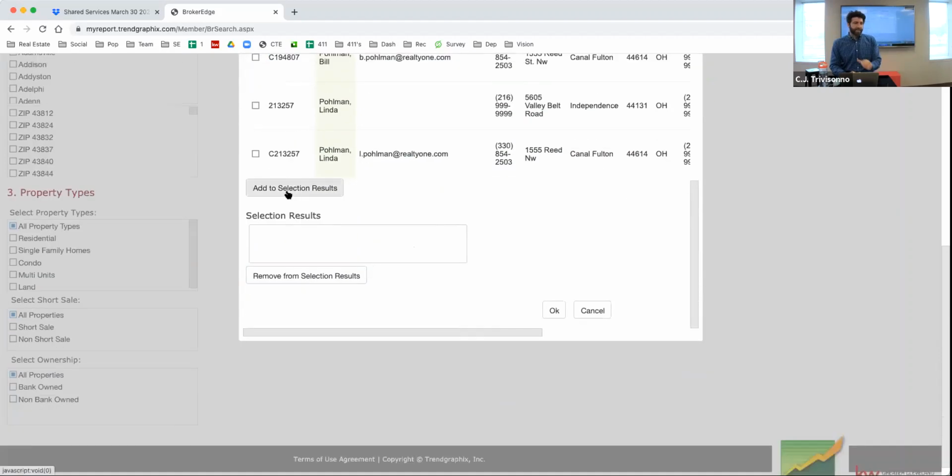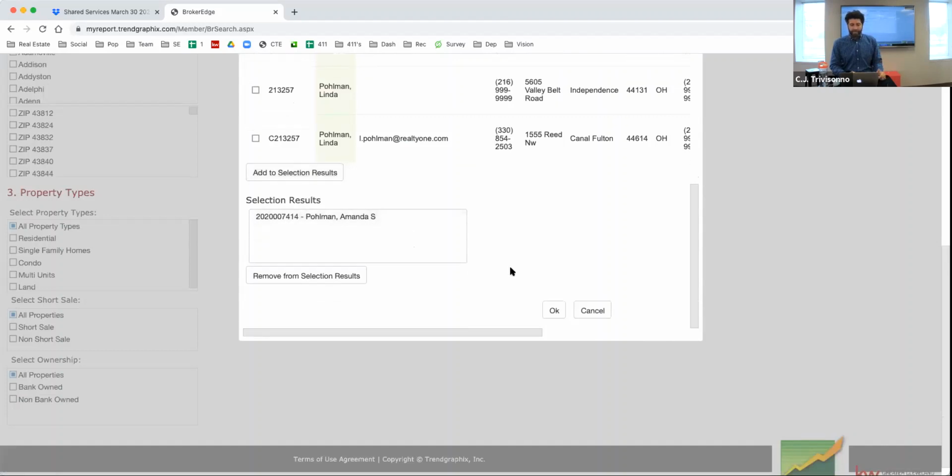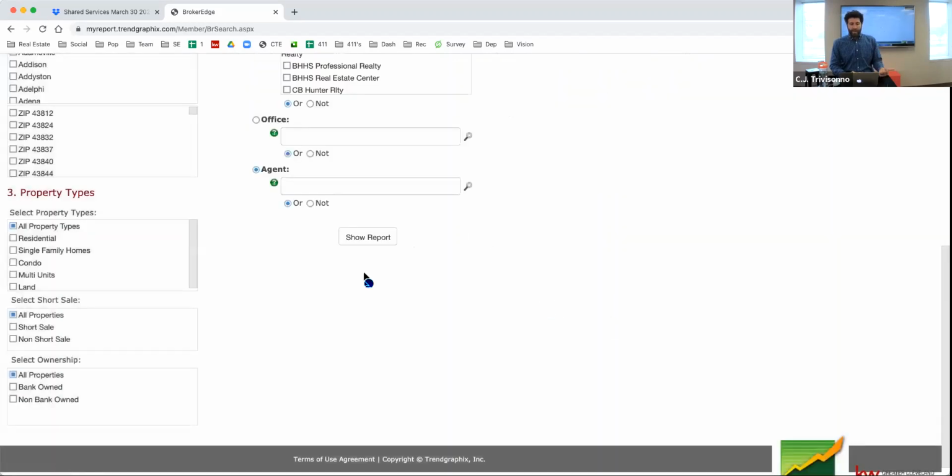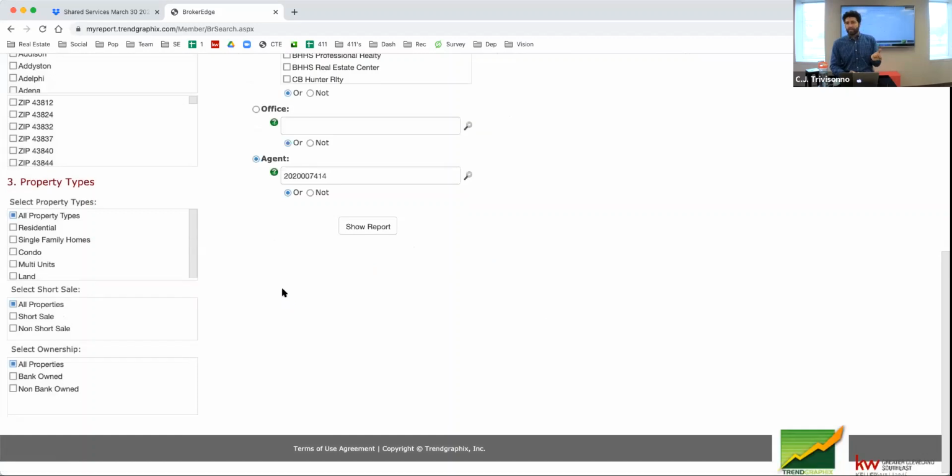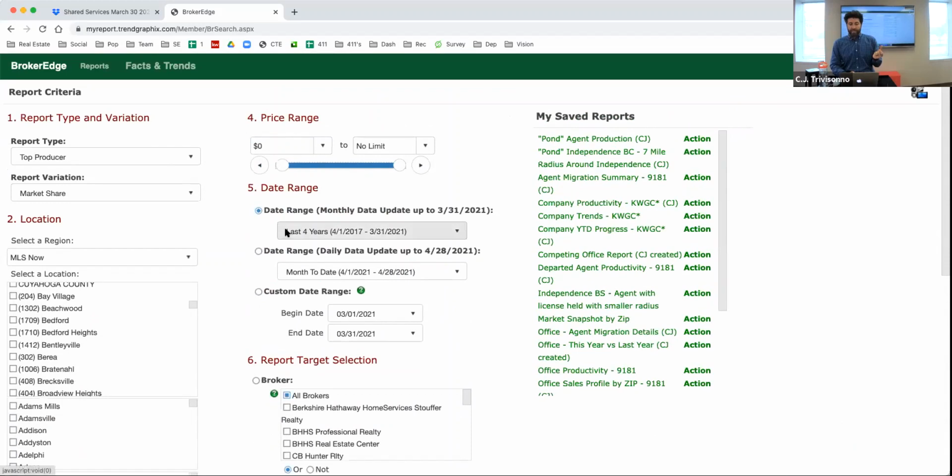This is where it gets a little clunky. You have to check it, you have to add the results to this box, and then you hit OK. So now we're going to look at specifically just Amanda's information over the last 4 years. Remember, we changed that. So actually, let's just do it for the last 12 months for right now.